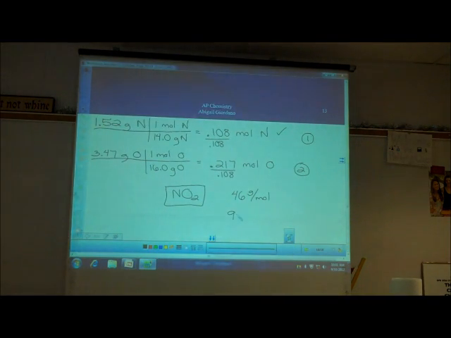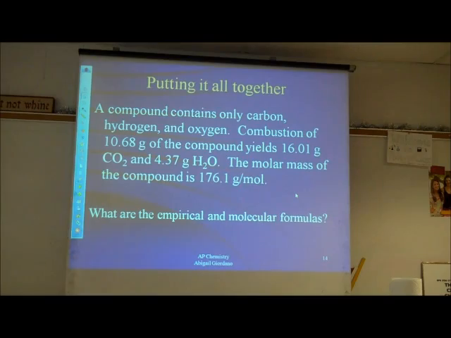Folks, without even using a calculator, can you see the relationship between those 2 numbers? It's double. It won't always be double. It might be triple, it might be quadruple. But this is a doubling relationship, which means I need to double all my subscripts as well. And that is my molecular formula. Okay.